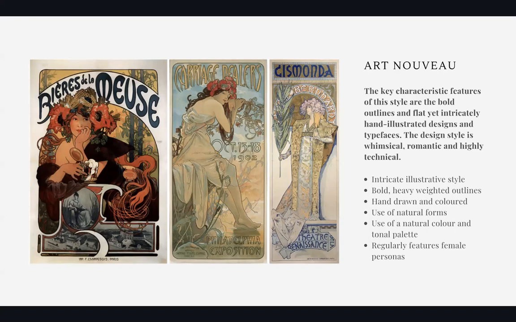So some of the characteristics are they have intricate illustrative styles, they're bold, heavy, weighted outlines. Many times they are hand-drawn, they use natural forms a lot. They also use natural color and tonal palettes, and they usually feature female personas. You can tell by the kind of colors they use, by the style of illustrations, by the kind of fonts they use. You can see there's nothing similar to a regular sans font here. Most of these fonts are obviously handwritten fonts. So this is what was characteristic and popular in this style.